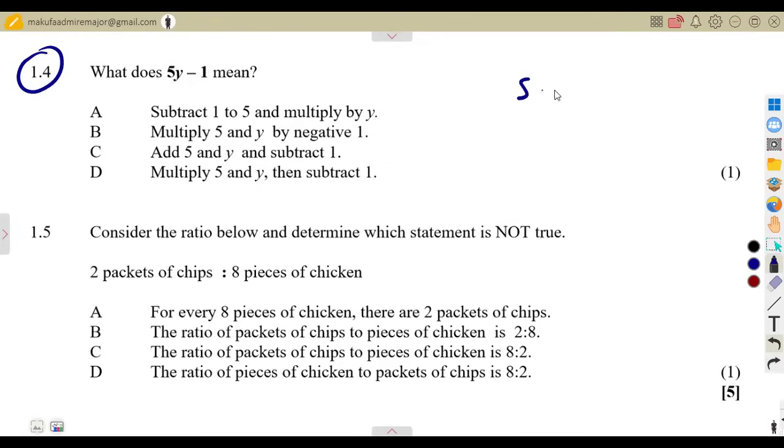Subtract 1 to 5 like this. This is what it means. Then multiply by y. This is the statement. Subtract 1 to 5, it's 5 minus 1. Then you multiply by y. This is not what you have there. No, so this is wrong.